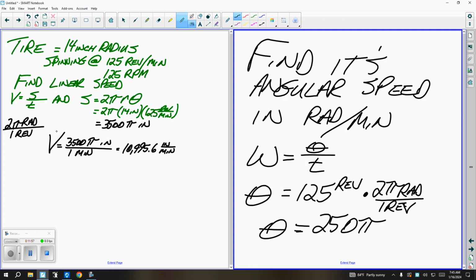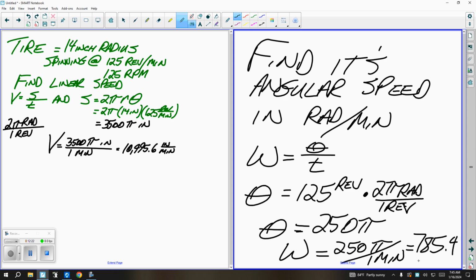Okay, and now we have to find the angular velocity. So it's just going to be 250 pi per 1 minute, which is 785.4 radians per minute.